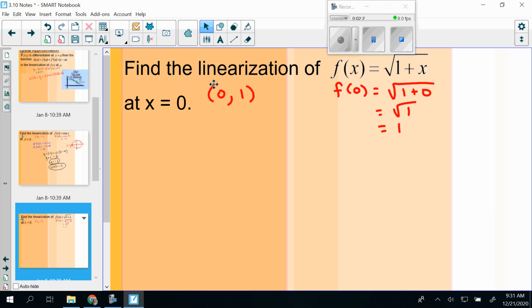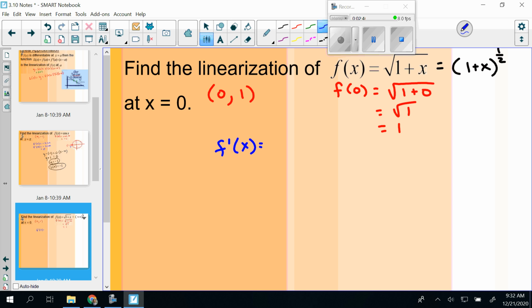Now, to get our slope, we need the derivative. This one, it's going to be easier to think of this function for derivative as 1 plus x to the 1/2 power. We can see we're going to have to use chain rule on this one. So our derivative is going to be bring down the half. New power is going to be 1 less. Leave the inside alone. Times the derivative of the inside. Derivative of 1 is 0. Derivative of x is 1. So it's just that.